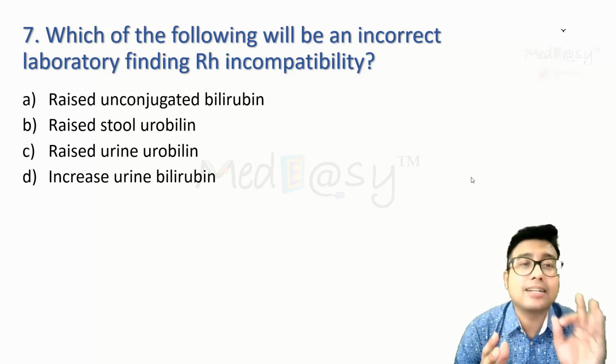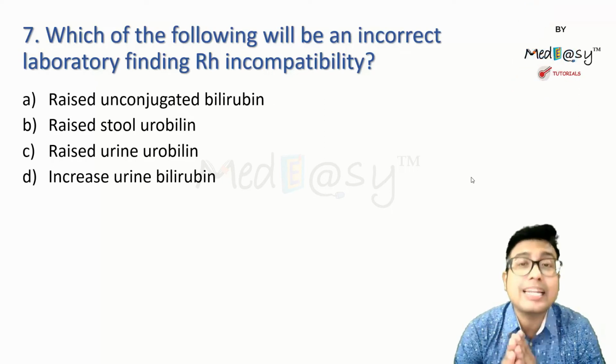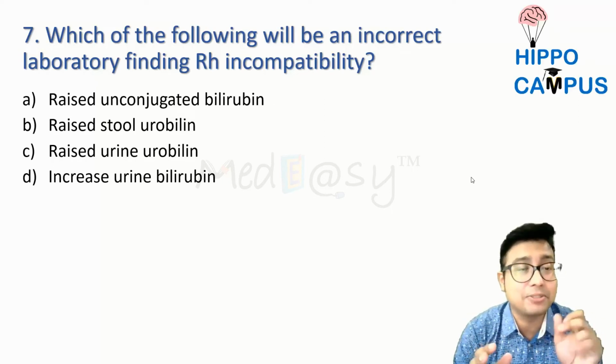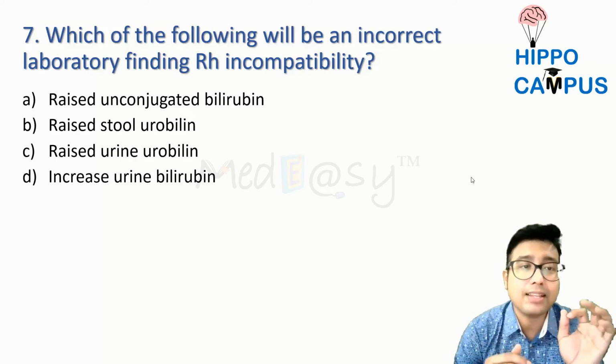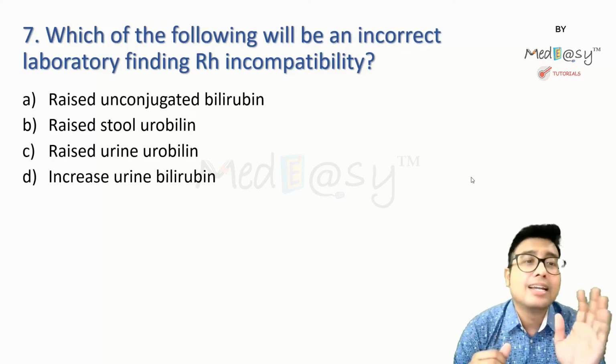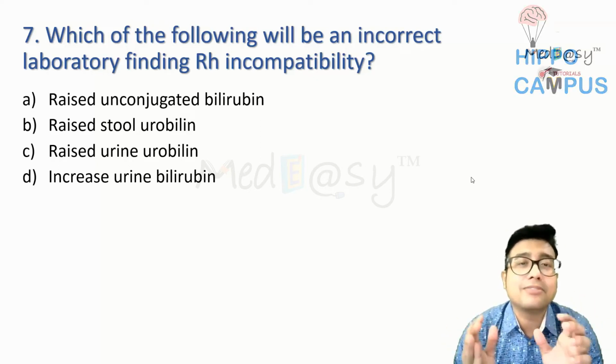So raised unconjugated bilirubin, true. Remember, our question is which will be incorrect. So very important, we need the wrong answer. So raised unconjugated bilirubin is absolutely correct. It will happen. Raised stool urobilin will also happen, because as I told you, the bilirubin is converted to urobilinogen and urobilin.